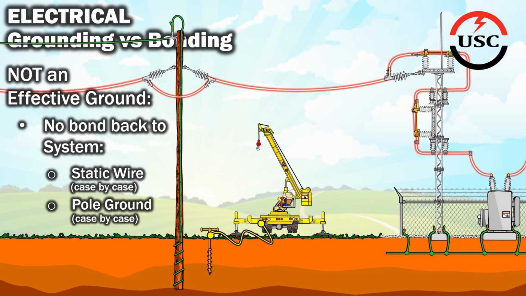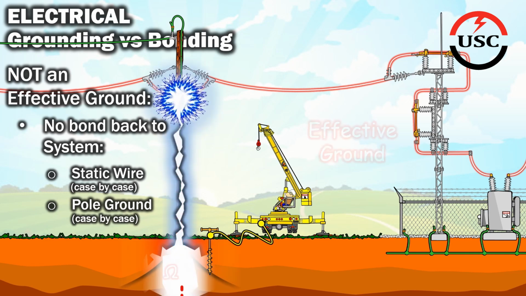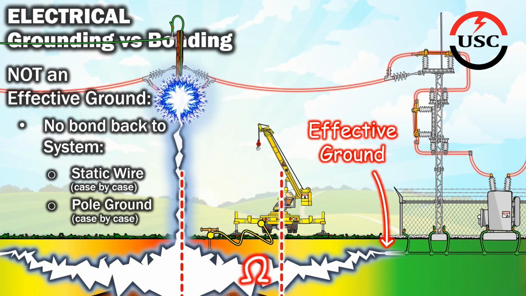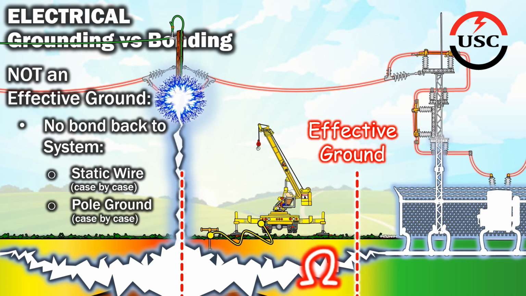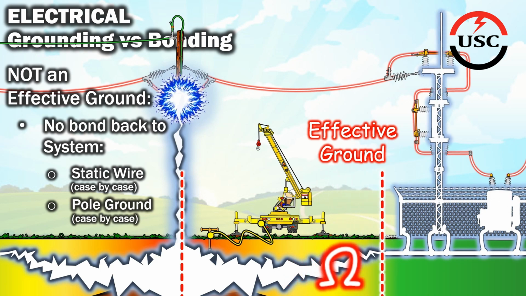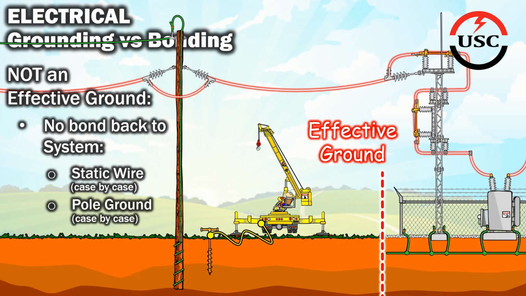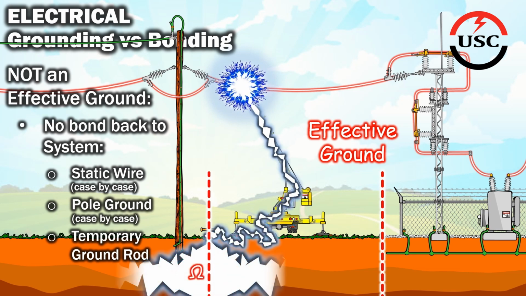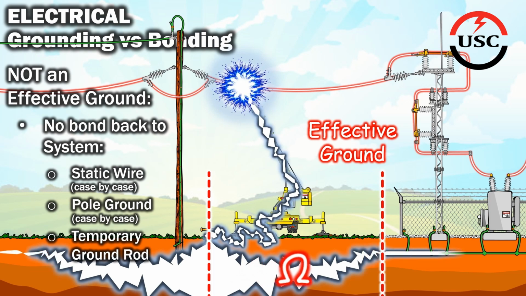So should an electrical fault occur between the energized phase and this particular pole ground, then that massive amount of fault energy will be routed into the soil where it must then push its way through literal tons of soil resistance before reaching an effective ground. The same applies to the temporary ground rod as shown here, as well as any vehicle or equipment bonded to it. That massive amount of fault energy is routed into the earth where it must then push through tons of soil resistance before it ever reaches an effective ground.